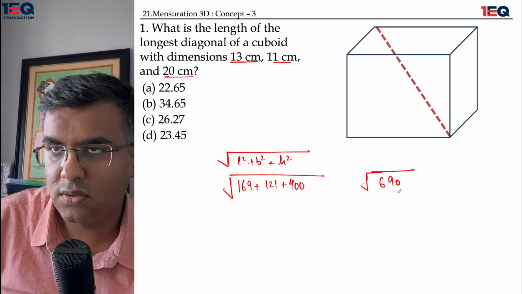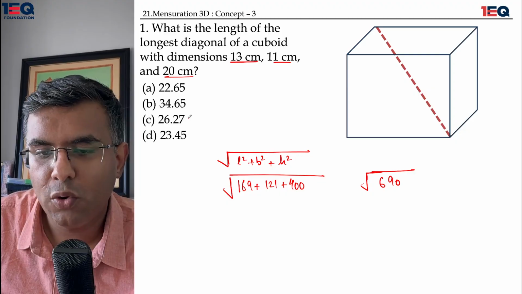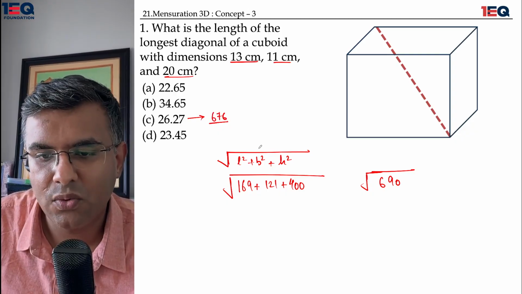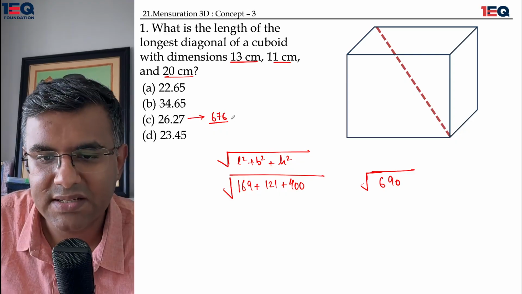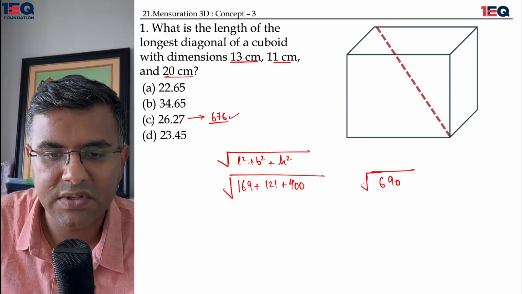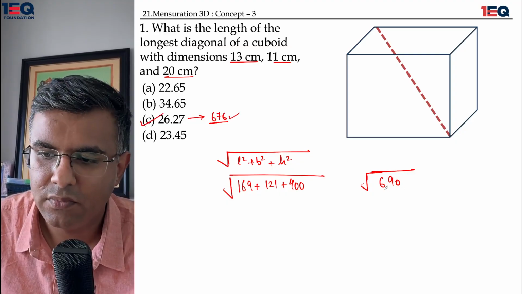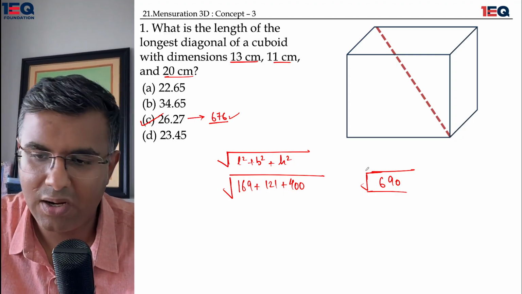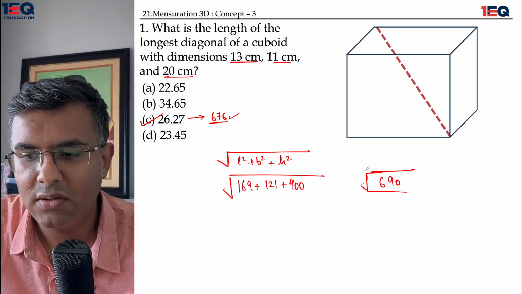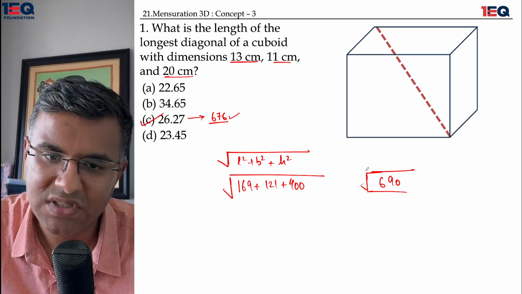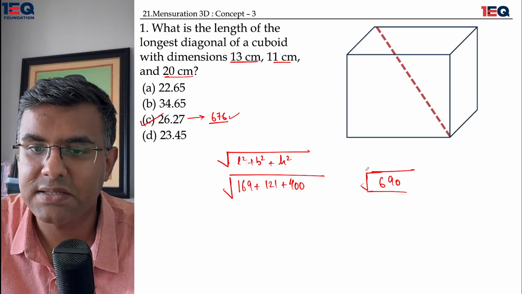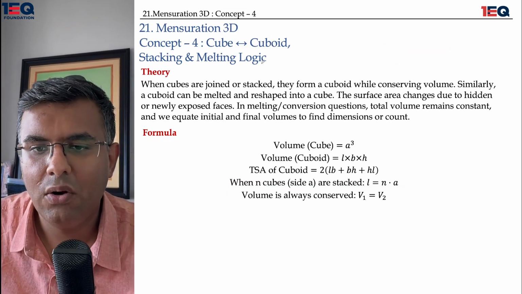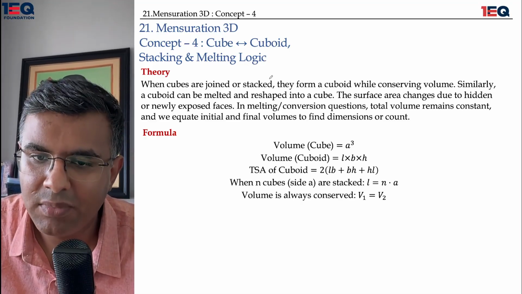What is it closest to? The square of 26 is 676. Nothing comes closer to 690 more than 676. So I think this is the closest, which is my answer, 26.27. Root 690 is 26.27. You don't have to be a hardcore math guy to understand that the root of 690 would definitely fall very close to 26. So 26.27 is my answer. Moving ahead. Now talking about a few stacking and melting logics.